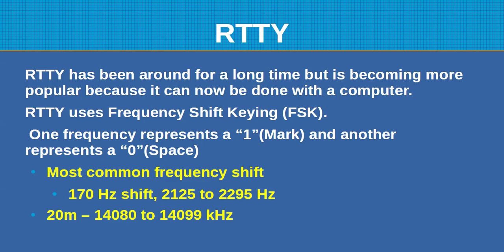So you either send nothing or you're sending the carrier and then you're either shifting it to 2125 hertz or 2295 hertz. On 20 meters, you normally would be operating in that 14080 to 14099 kilohertz range. It's different on other bands.